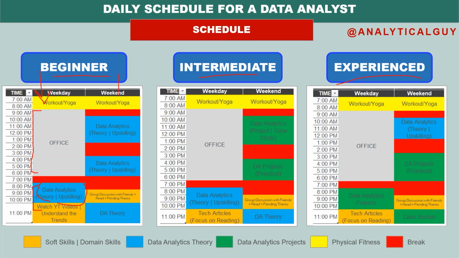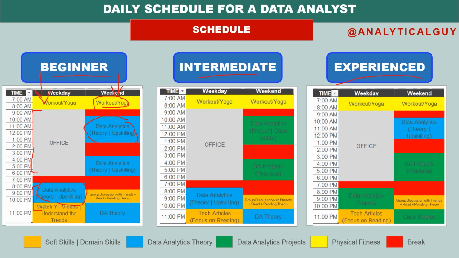Coming to the weekend, it's the same: you will start with your workout or some physical activity, and then comes a very important time frame, from 10 a.m. to 1 p.m. For 3 hours you have to study something, and this is very important, because this is the best time to study, from 10 a.m. to 1 p.m., and you should not be disturbed by anything. Whatever you're studying, just write it down or make some notes so that you can refer to them later on as well. Otherwise you'll forget things.